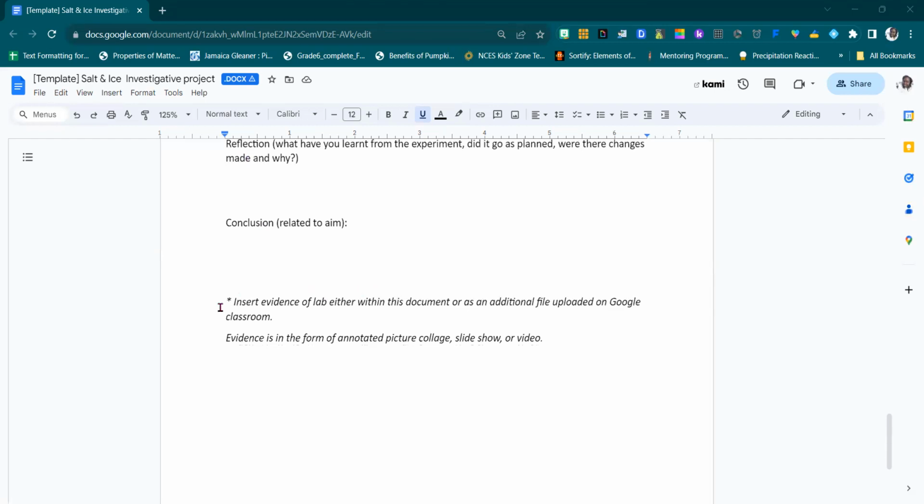Lastly, you're going to be required to make a recording. If you're camera shy, simply just take some pictures and make a picture collage or a slideshow with the pictures that you have used. If you still want to do the video, you do not need to show your face, but you can show us what is it that you did while conducting the experiment.